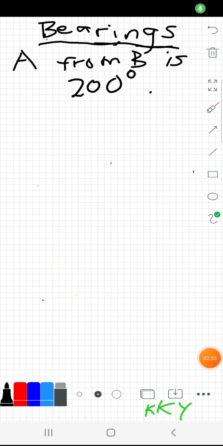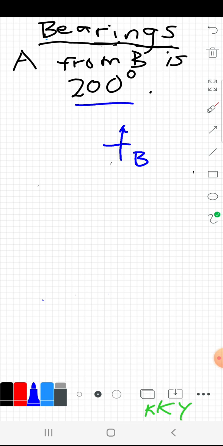Okay, so we have the bearing of A from B is 200 degrees. Don't forget it says from B. So we have to start from B. So I mark the location B. This is my location B. And don't forget my measurement starts from the north. Okay, the bearing of A from B is 200 degrees. So now I'm at B. So I have to turn 200 degrees to get to A. The question is, where is 200 degrees?